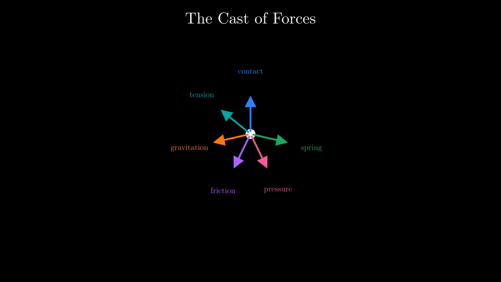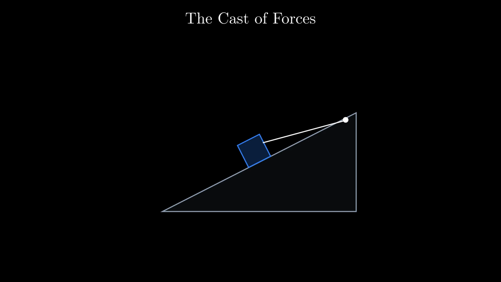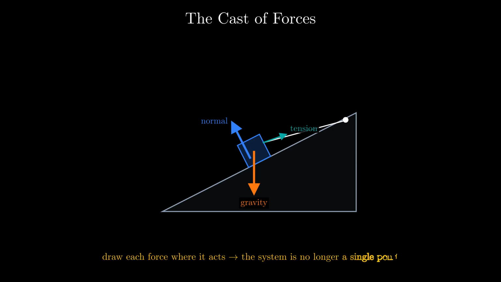Which arrows might you draw? The regular cast includes contact forces, tension in ropes, gravitation, friction, pressure forces, spring forces, and electric and magnetic forces. We'll meet each one as we go. Sometimes, instead of gathering every arrow at one dot, we draw each force right at the spot on the object where it actually acts. When we do that, the system is no longer a single point. It becomes an extended picture of the real object, with forces placed where they truly apply.